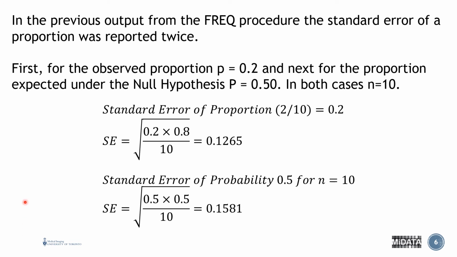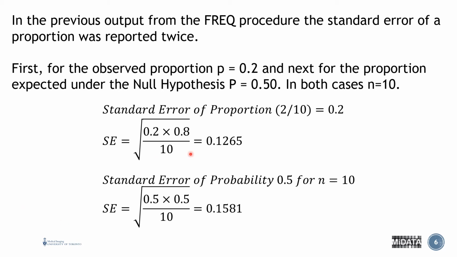Now, if you remember in the previous SAS output from the FREQ procedure, the standard error of a proportion was reported twice, and I pointed that out in the slide. So first was the observed proportion, or the sample proportion, which was p equals 0.2 for no, because no came before yes. If we had flipped it around, it would have tested it for yes, which would be 0.8. And then next, if you remember, it was on the right of the slide, the proportion expected under the null hypothesis, capital P, equals 0.5. And in both cases, n of course, equals 10.